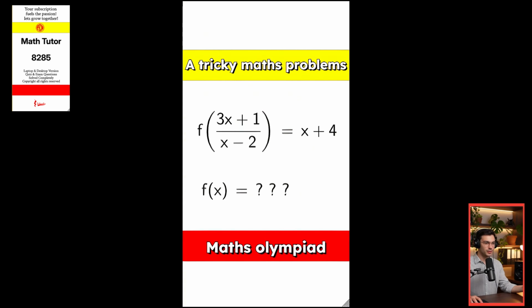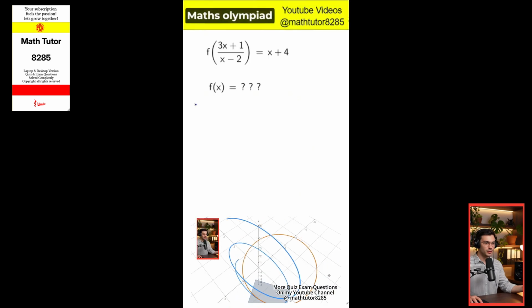This question is to find the explicit expression and domain of a function, given a complex functional equation.